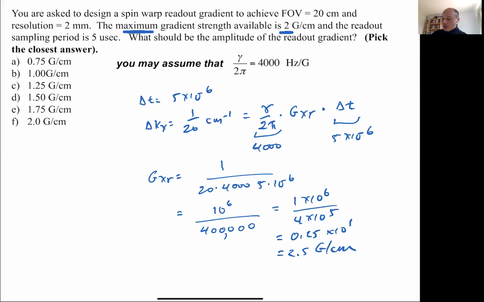Okay, so in this case, the closest answer would be 2 Gauss per centimeter. But that's just an example of how I went from using the FOV to get the delta k, and then from that, calculating some parameters.